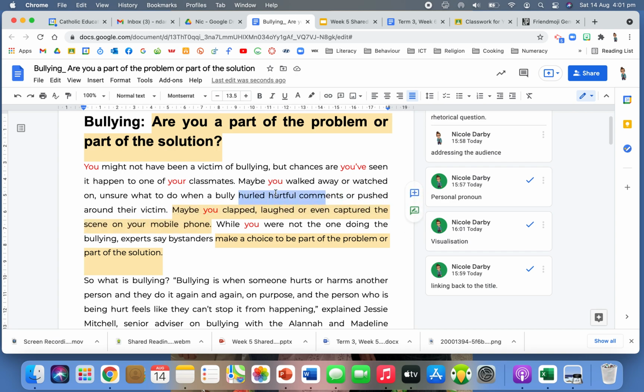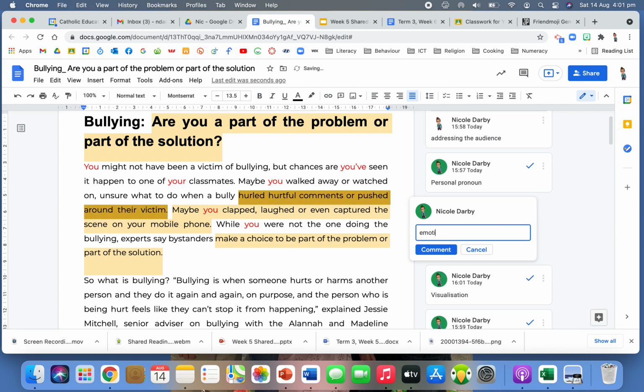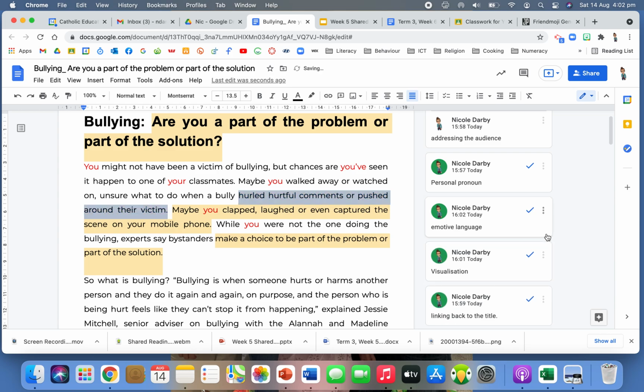This one I think is really powerful too. Hurled hurtful comments or pushed around their victim. The author there is using what we call emotive language. Even though I didn't do it, I'm listening to it and it's making me feel a little bit bad. Oh, did I do that or didn't I do that? Am I part of this problem or am I part of this solution? So that emotive language there is really important.